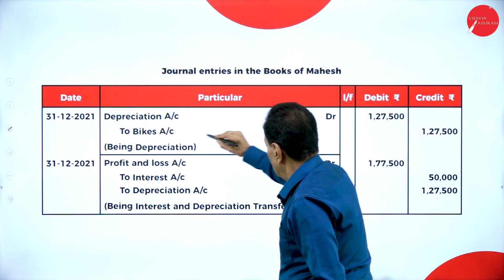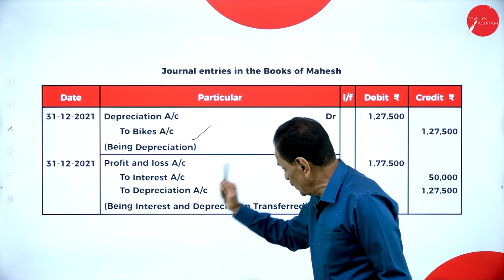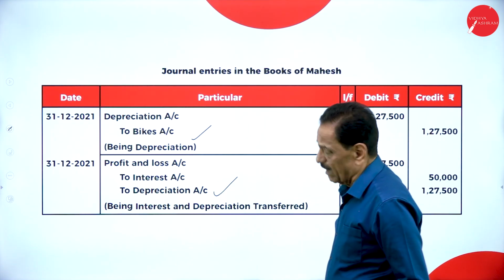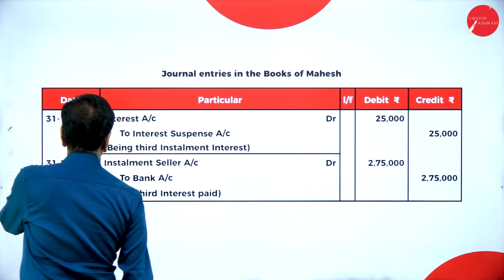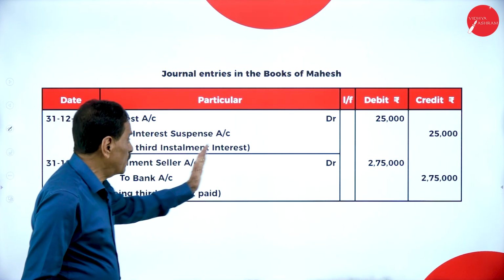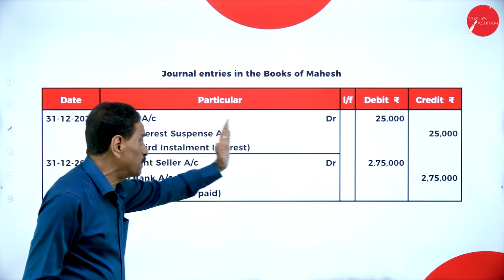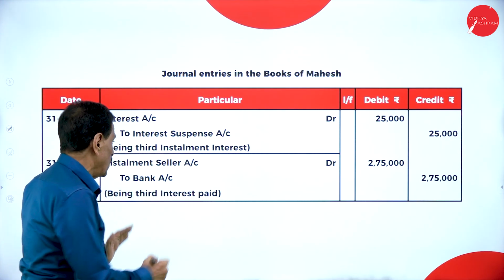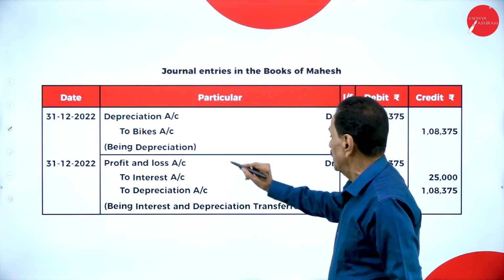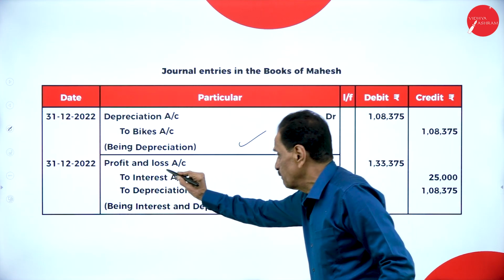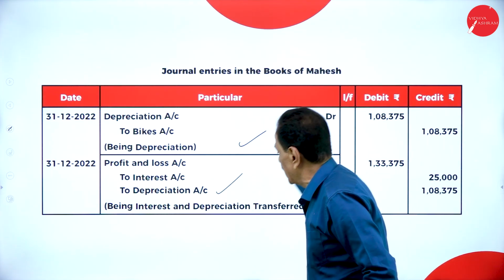Depreciation account debit to bikes account, transfer entry, profit and loss account debit to interest account to depreciation account. Hope you are understanding. So last year, 31st December 2002, interest account debit to interest expense account, installment seller account debit to bank account, then depreciation account debit to bike account, transfer entry, profit and loss account debit to interest account to depreciation account.